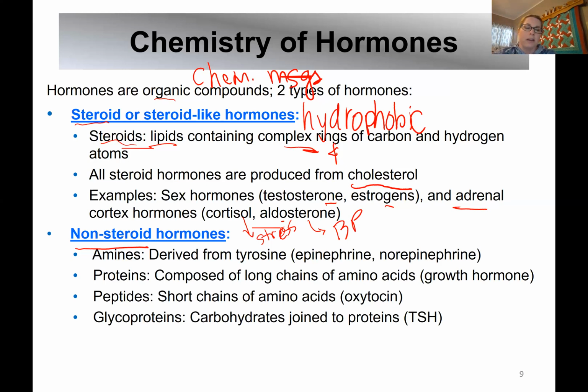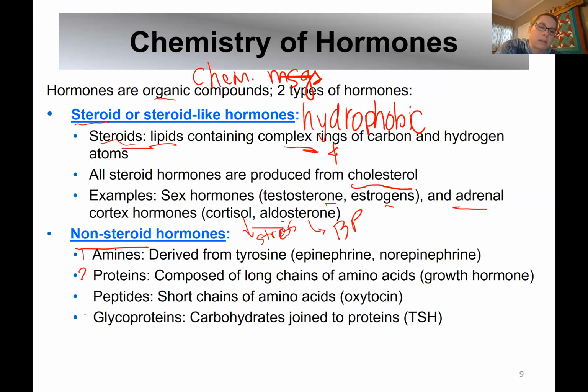Okay, now the non-steroid hormones, they are different chemically. Okay, and so they're going to react and cause reactions in the cell a little bit differently, and we'll get to that. But there's 4 types of non-steroid hormones.